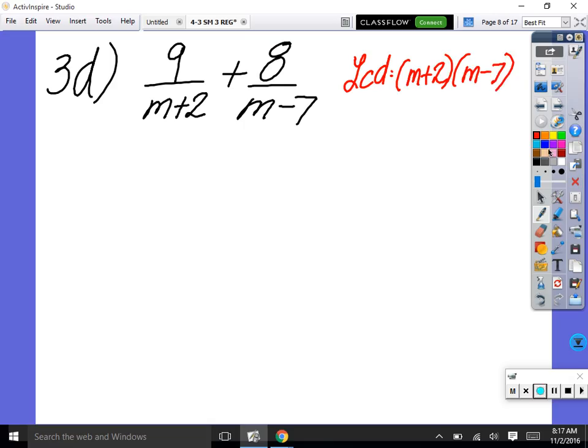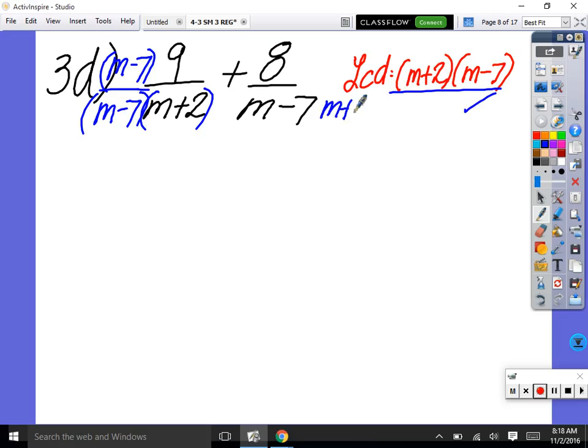So this is where it starts to get just a little bit more algebraically involved. Here we go. So this is our least common denominator. All of our denominators need to look like that. So are we going to multiply this by n minus 7 over n minus 7? Now, if you ever have two terms, put parentheses so that you don't forget that you're going to be distributing. This one has an n minus 7. It needs an n plus 2. So I'm going to multiply by n plus 2 over n plus 2.